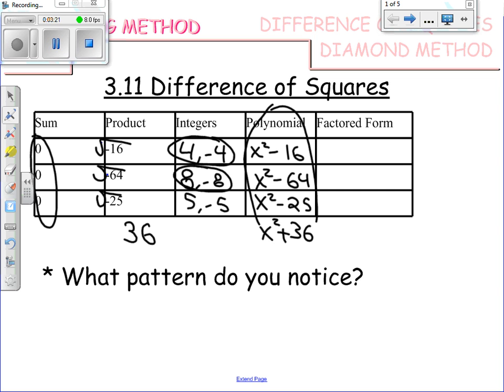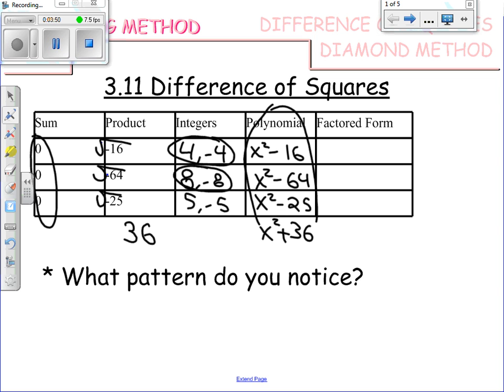Pardon? Sum's always 0. And why is the sum 0? Why is that the sum we're looking for? Because that's what your b value is. There is no middle term. It doesn't exist. Yes, Matthew. So, like, no matter what the term is going to be like.